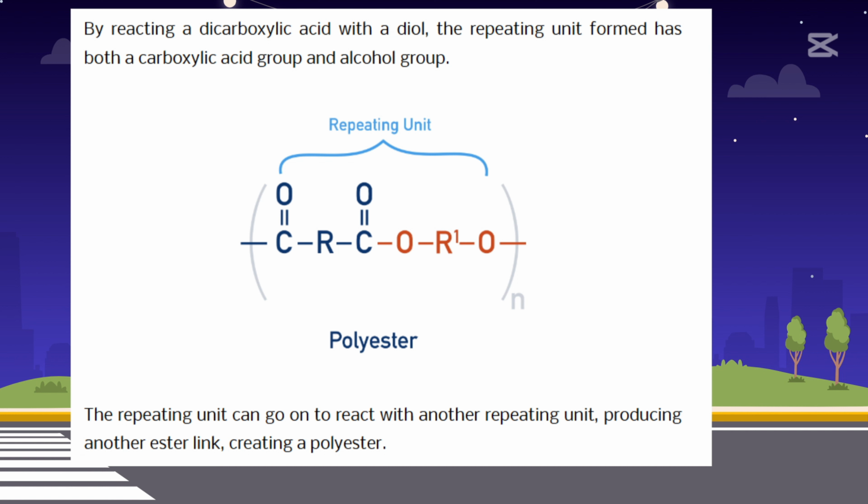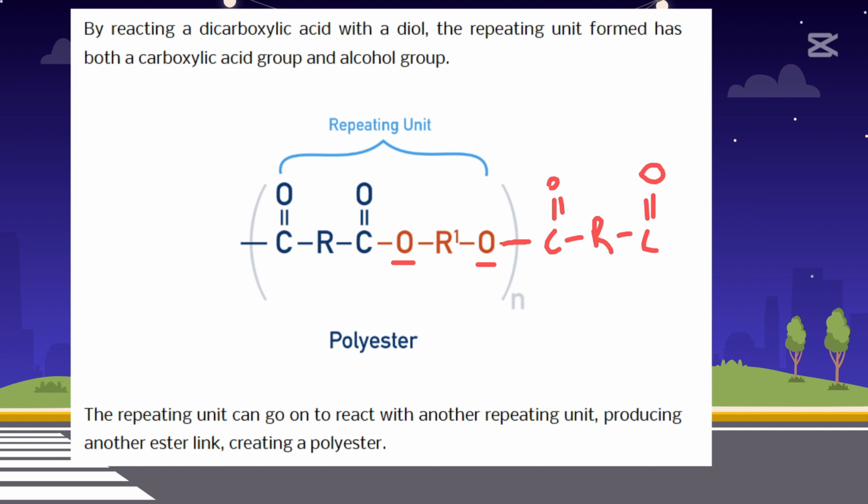So by reacting a dicarboxylic acid with a diol, the repeating unit formed has both a carboxylic acid group and an alcohol group. Right, this is how it looks. This is our repeating unit. Now the double bond O, and our O from the alcohol, the diol, and the other O from the diol. Yes, this is actually it, because what this bond is suggesting is that there could be another C double bond O here, and then the R, then the C double bond O. So that's from the carboxylic acid.